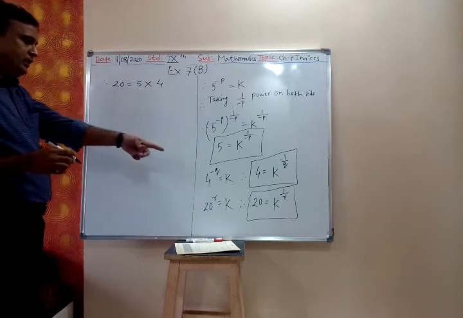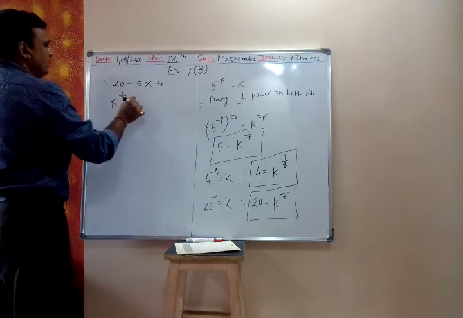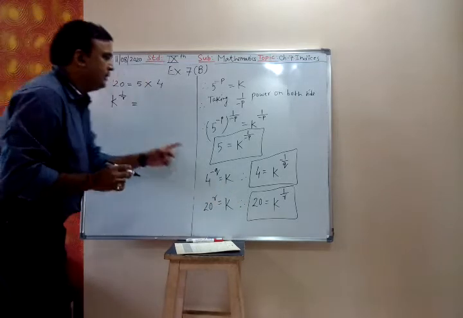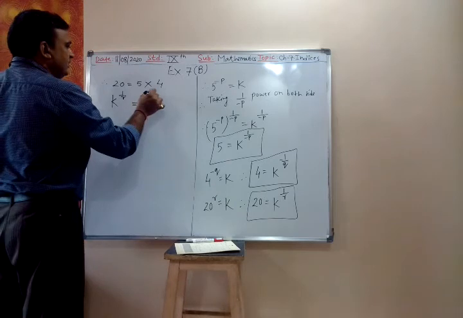But what is 20? 20 is k raised to 1 by r. What is the value of 20? 20 is k raised to 1 by r. 5 is k raised to minus 1 upon p.